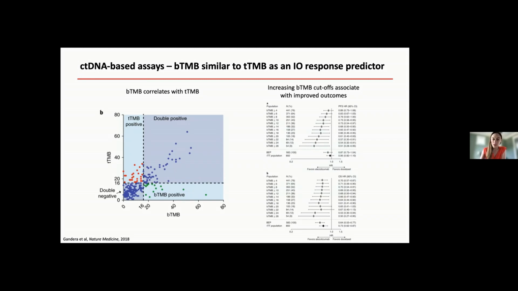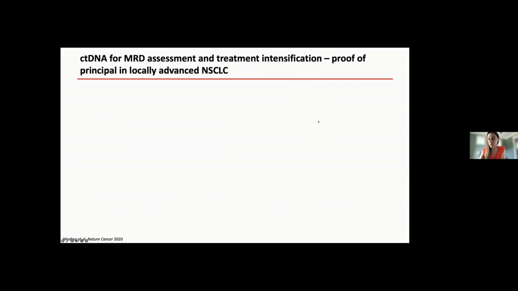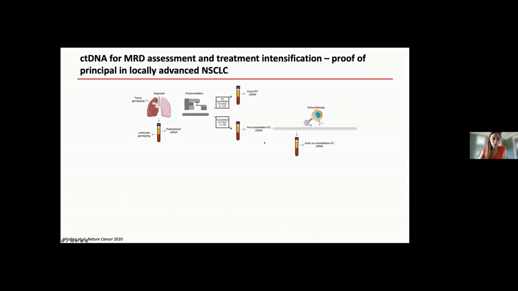But I would say in the years since these initial publications, there's been less of a focus on this, in part because the field has moved on from TMB as an immunotherapy predictor. And we're more interested now in using a different aspect of ctDNA, which is as a way of detecting residual disease and as a way of on-treatment or post-treatment response assessment and monitoring. I think the best proof of principle demonstration of this use case was a publication that came out of Max Dean's lab in 2020.